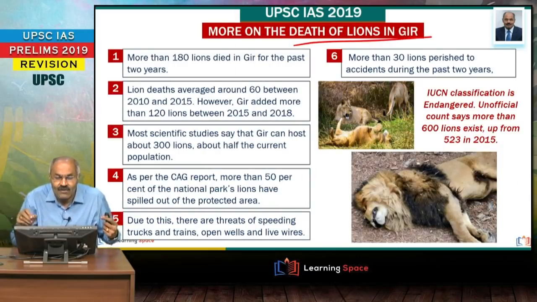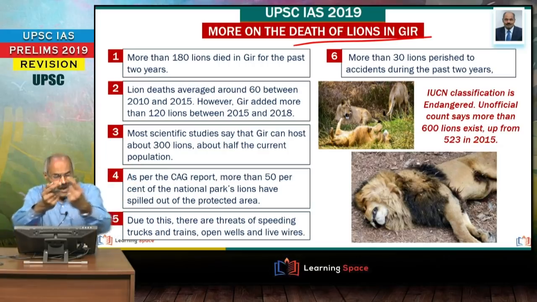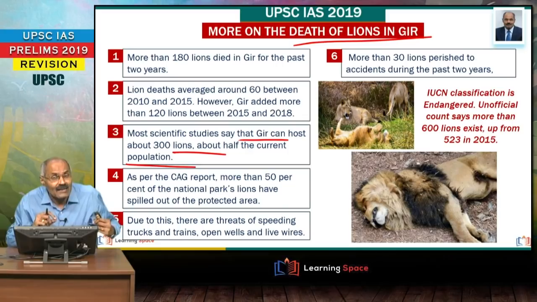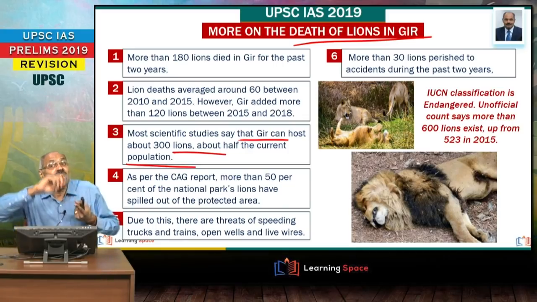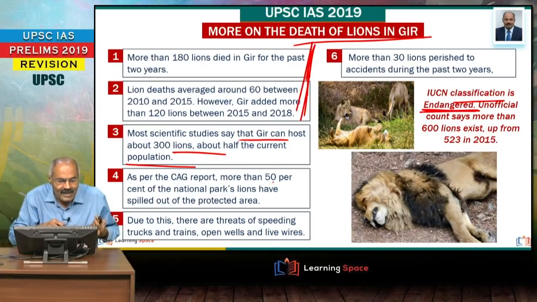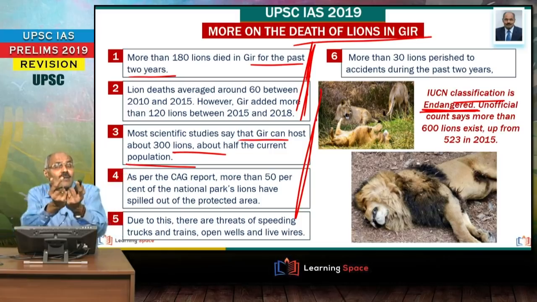And here if you look at the death of the lions in Gir, at present the lion population in the greater Gir area is around 500 to 600, and most scientific studies say Gir can host about 300 lions, and the Gujarat government is not agreeing to shifting some of the Asiatic lions. Please don't forget, IUCN classification is endangered, right? There were a number of deaths, around 180 lions died in Gir in the past 2 years, right? So please have a glance at it. And the Supreme Court advised to shift some of the lions, because keeping all the lions in one protected area may not be a wise thing, right?